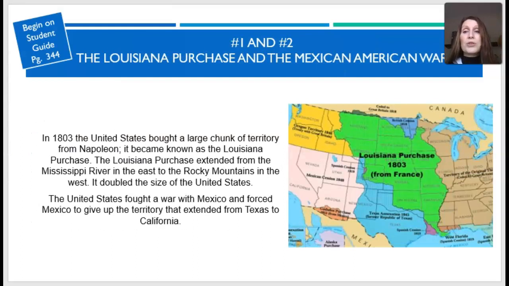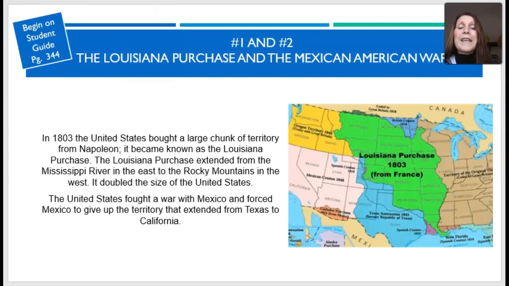This goes along with your student guide. Begin on page 344. This covers question 1 and 2. So make sure you have your student guide opened. This book right here. Make sure you have that open to page 344.